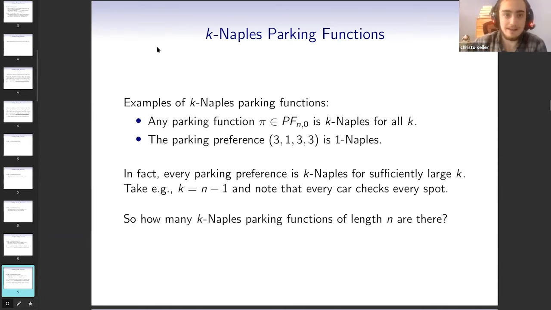The question is going to be how many k-Naples parking functions are there? And so a recursion for this was given last year, but we found an enumeration which is not recursive.